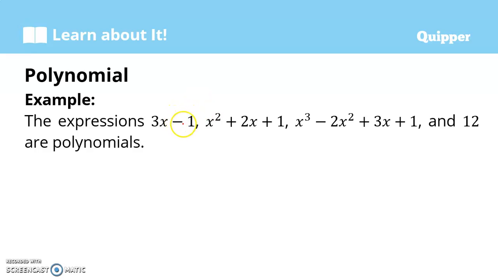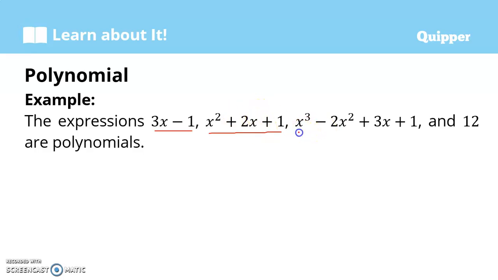Example, the expressions 3x minus 1, x squared plus 2x plus 1, x cubed minus 2x squared plus 3x plus 1, and 12 are polynomials. These are different examples. Say, we have 3x minus 1. This is a polynomial. Kasi we have here yung x. Ang exponent ng x ay positive 1. Dito naman, we have x squared plus 2x plus 1. This is also polynomial kasi we have x. Ang exponent niya ay positive 2. Ang x dito, positive 1.